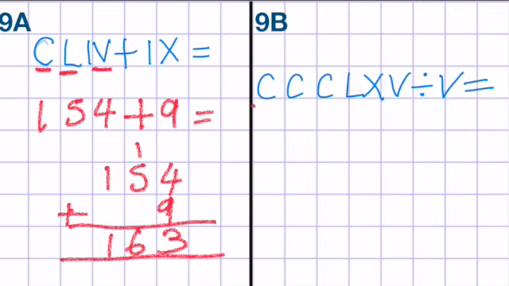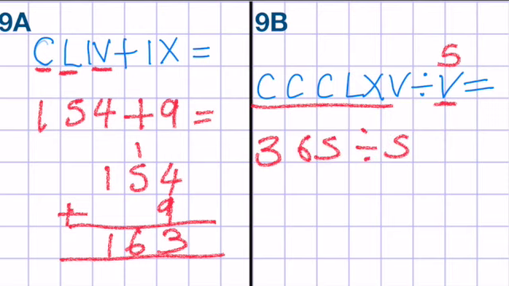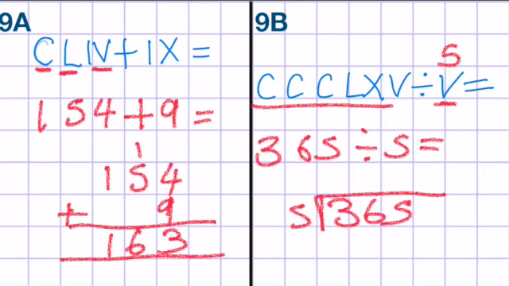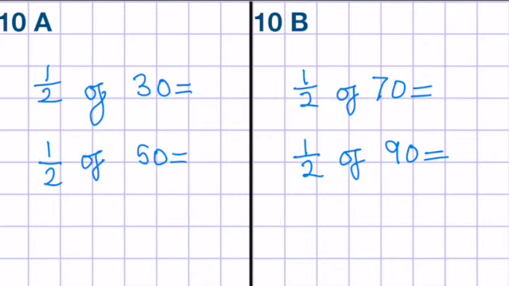Next, we have this long number divided by 5. So CCC, 365 divided by 5. So bus stop method. 5 goes into 3, doesn't. 5 goes into 36, 7 times, remainder of 1. 5 goes into 15, 3 times, so it's 73.